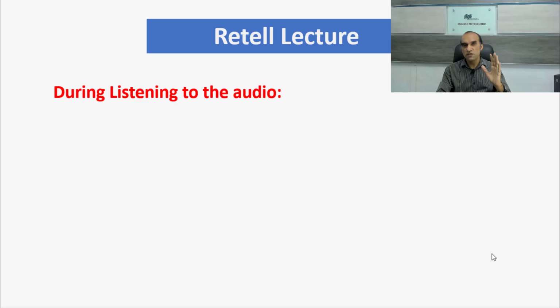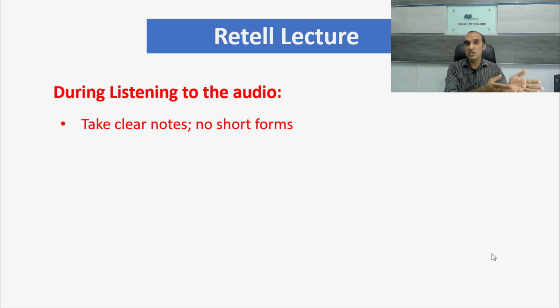Now I'm going to tell you a few things that you need to do when you're listening to the audio. Number 1 is that you need to take very clear notes, because you might be writing very quickly and some of your notes could be half written, or you're writing in short forms. This can be very problematic because you're writing in a hurry, and when you look at your notes later, you won't be able to understand your own writing. So you need to take notes very clearly and write full words, no short forms.